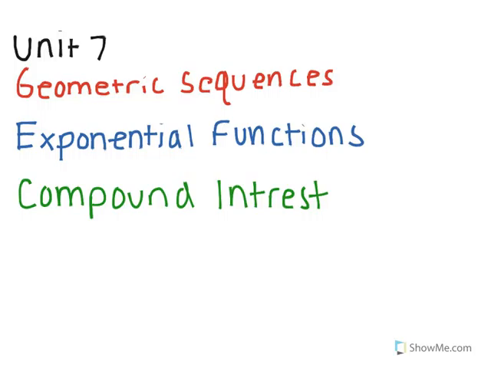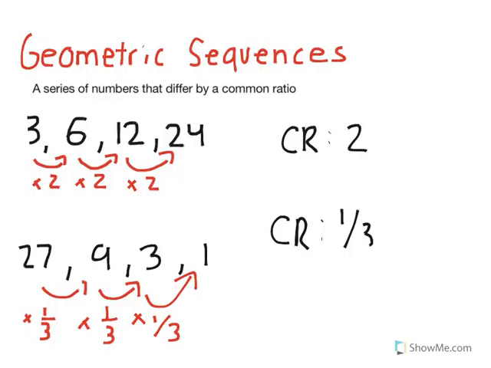Let's get started. Okay, so geometric sequences are a series of numbers that differ by a common ratio. So, for example, I have 3, 6, 12, and 24. Each term is the previous term multiplied by 2. This is an example of a geometric sequence. So the common ratio would be 2.